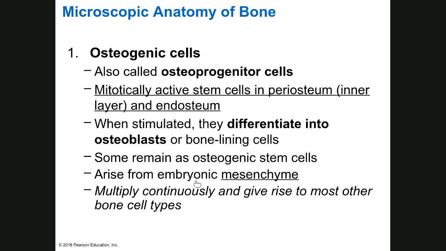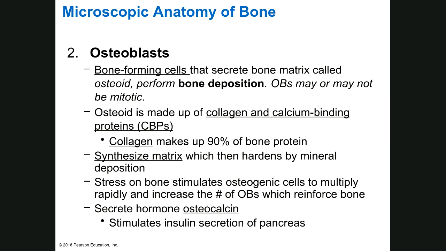All right, so, big deal about osteogenic cells. Again, they're going to form bone cells, they're stem cells. Remember where they come from? They come from mesenchyme. Mesenchyme is found in the adult in red bone marrow. And these cells are continuously undergoing mitosis to give rise to other bone cells.